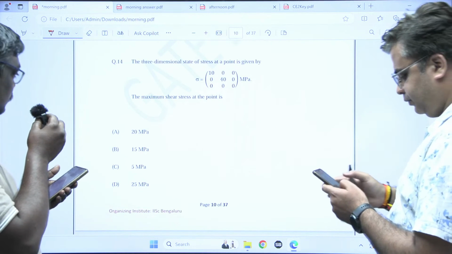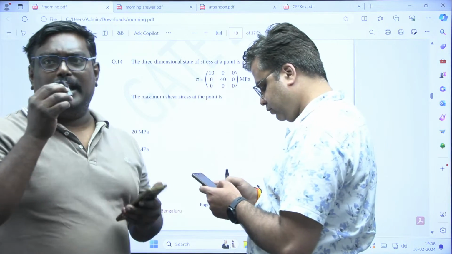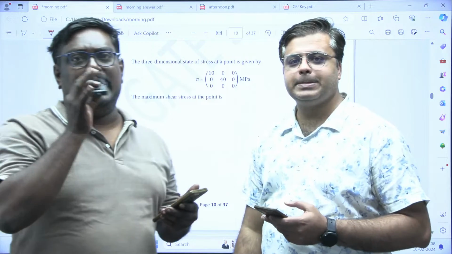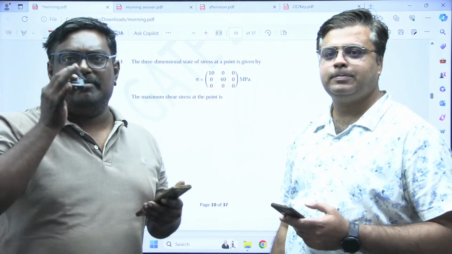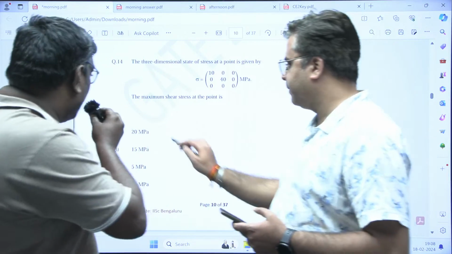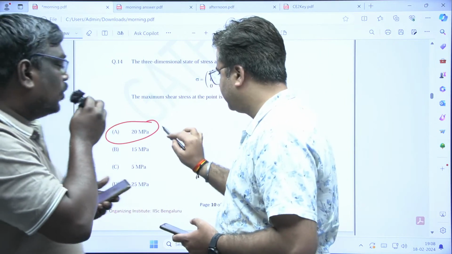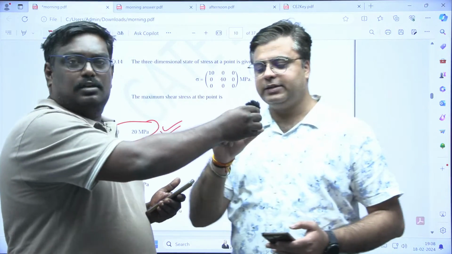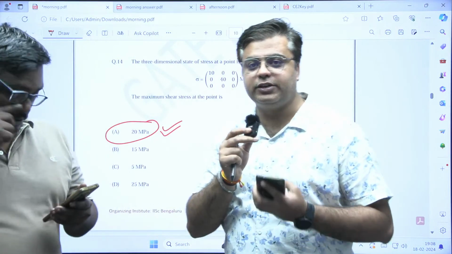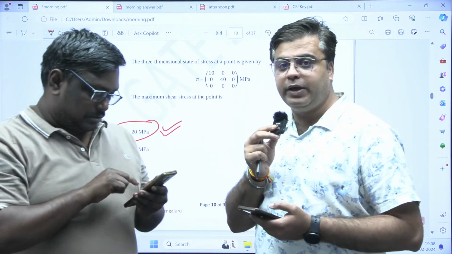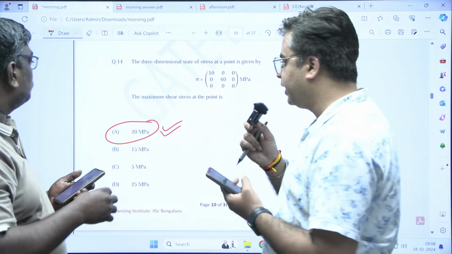For question 14, I would like to tell you students, yesterday Pratik sir told that most of the people might have written 15 MPA. We have already told this in yesterday's session. In the official key also it was announced as 20 MPA, the absolute maximum shear stress. Most of you have made a mistake by marking it as 15 MPA. So 20 MPA is the correct option.